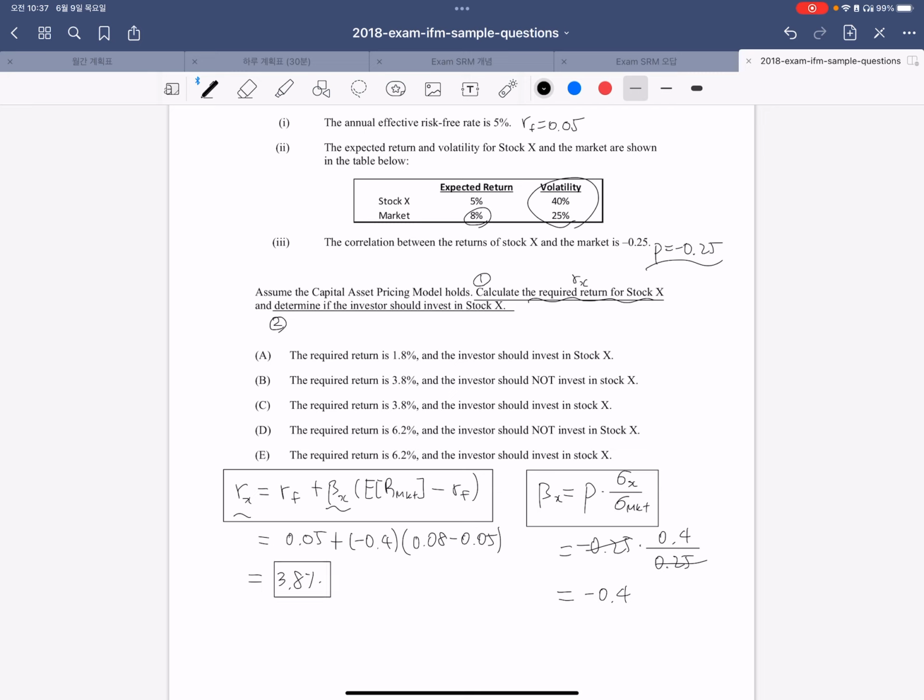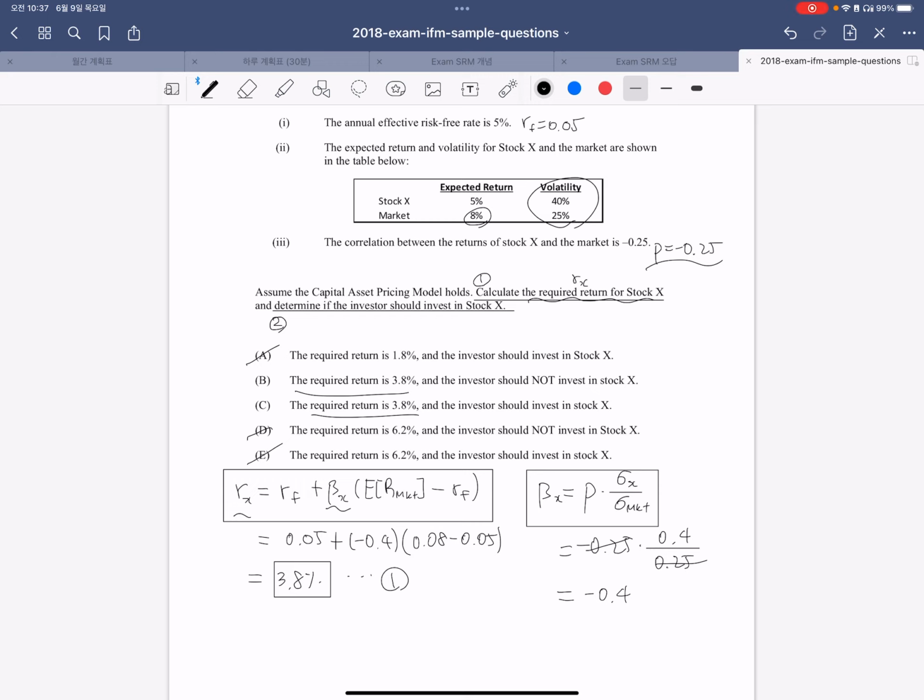Before we dive into the second part, we got the first part. By this value, we can cross out A, D, and E because only B and C have the correct required return of 3.8%. And how do we use this value to determine if the investor should invest in stock X or not?